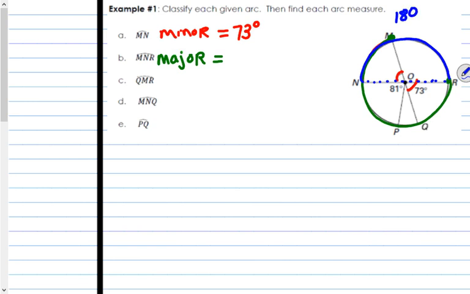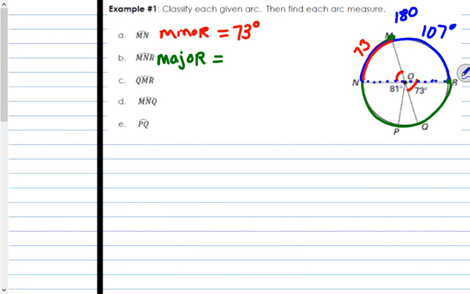Well, if I know the blue is 180 degrees, and I know this part is 73 degrees, that means the rest of this is 107 degrees. Right? So we know the whole blue made 180 because it's a semicircle. I already solved for MN the last problem at 73 degrees. So that means MR is 107 degrees.